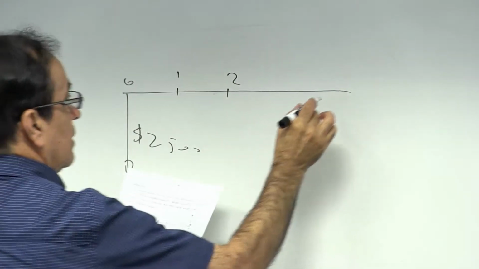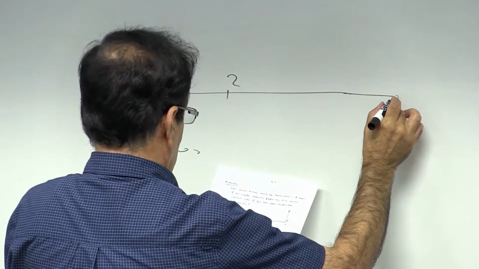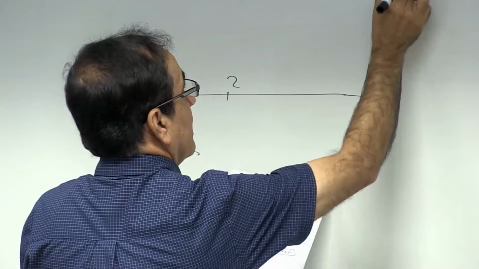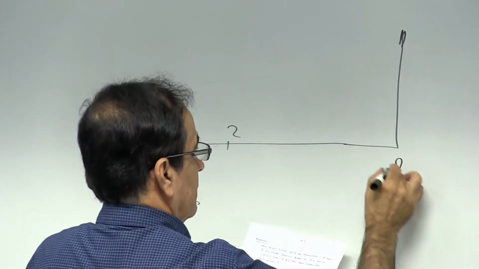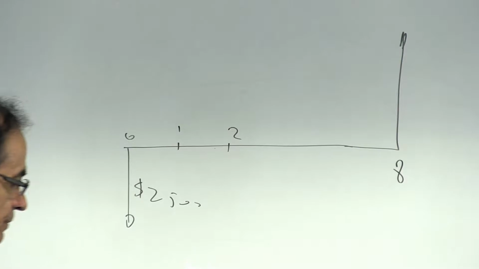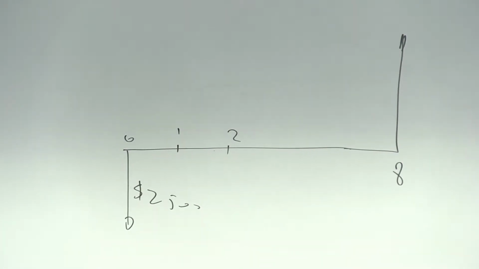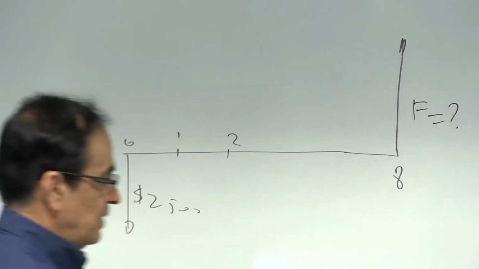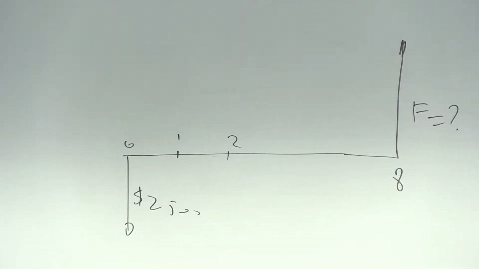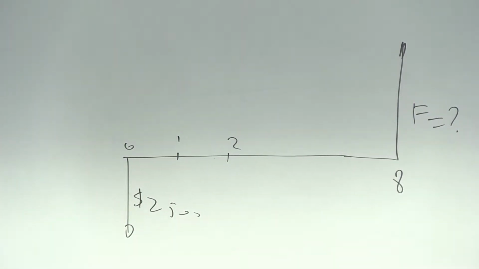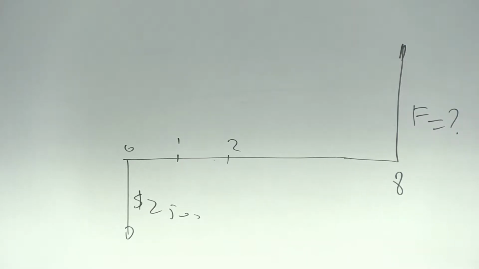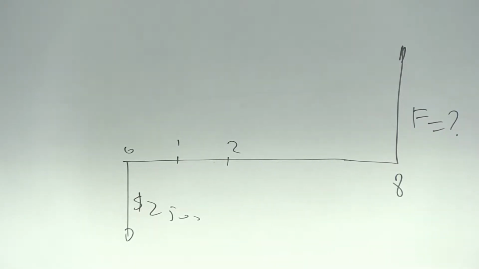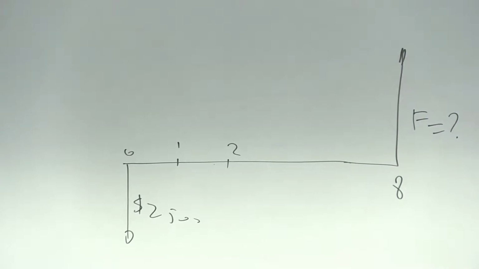And you want to know how much money you're going to have at the end of year 8 if, in this example, we're going to assume the interest rate is 8% per year compounded semi-annually. It means your money is going to receive the interest at the end of each 6 months.